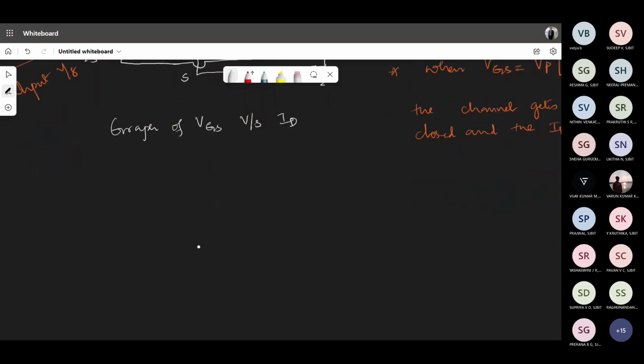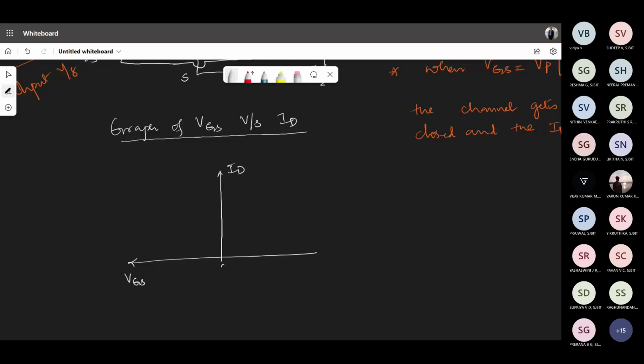Now, what conclusion do we draw before I write the graph? Whenever the gate voltage is positive, we hardly see any change happening to the drain current. So I do not have to worry about the positive VGS values. I should only be concentrating on negative VGS values. And we also know when the gate voltage is 0, current is maximum. So with these 3 points, we are ready to plot this graph, which is ID versus VGS.